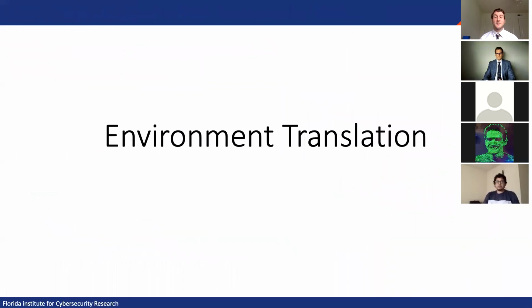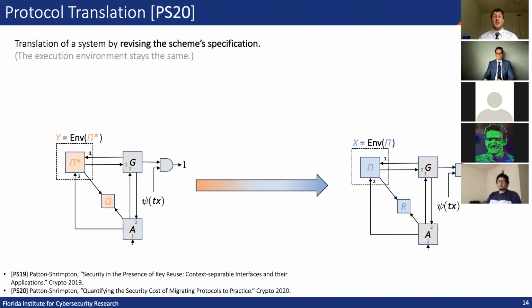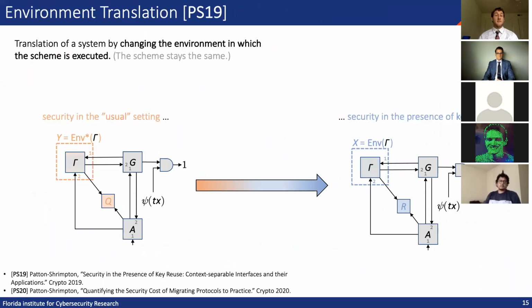So let's now change gears and talk about the second application of the translation framework, water break. The case study that we just saw is an instance of protocol translation, where again, the real system is derived from the reference system by changing the cryptographic scheme. A related problem is environment translation, which occurs when we leave the scheme as it is, but we change something about its execution environment. In particular, here we'll consider the problem of how to properly account for observed key reuse.